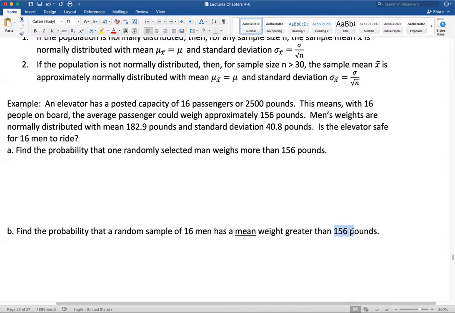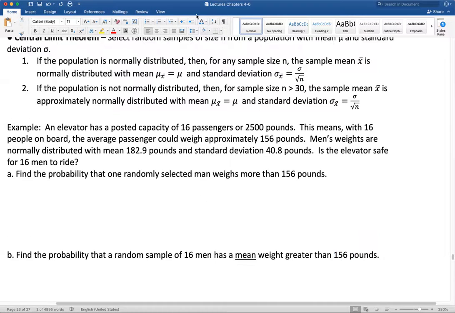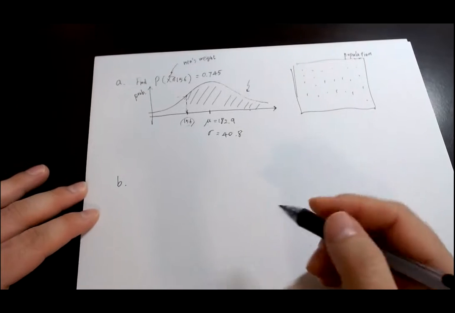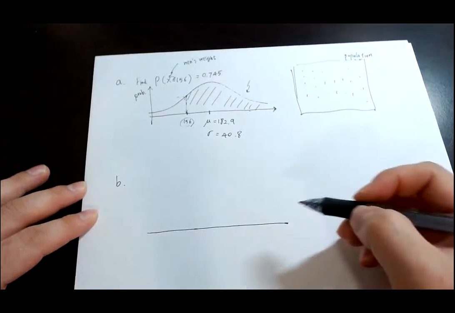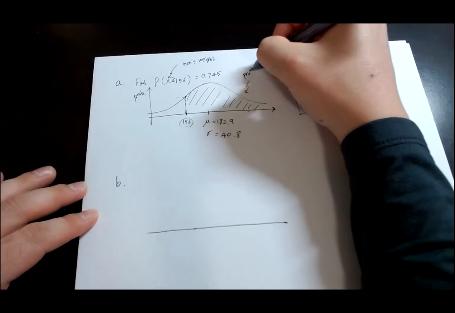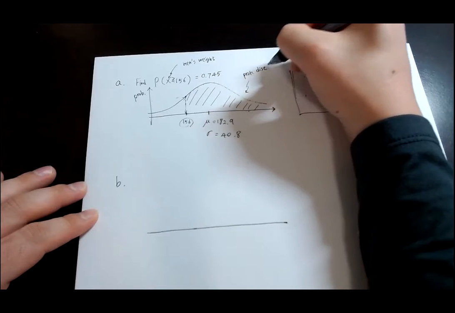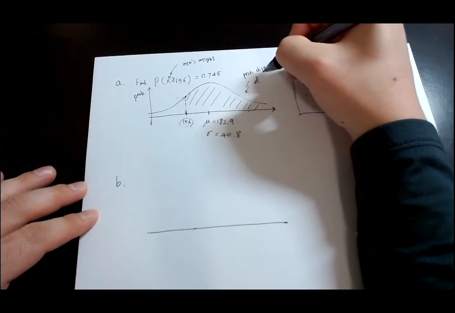Then we have to figure out the sampling distribution, meaning the distribution of sample means. It means that multiple sample means are involved in this problem. Then we have to use the central limit theorem. So in question B here, by the way, this is a probability distribution of the population.